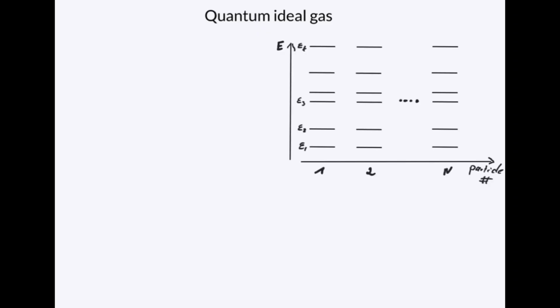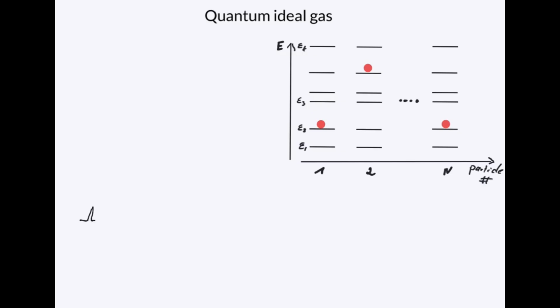We saw that quantum systems can be easily characterized by their energy eigenstates, epsilon 1 to epsilon k. Now we deal in this particular example here with an ideal gas. That means we have n particles. Every particle is identical. That means all those eigenstates are exactly the same, and each particle occupies one of those states.